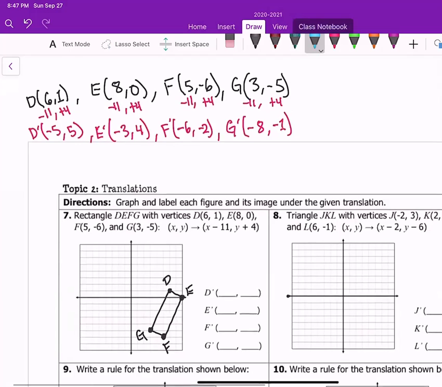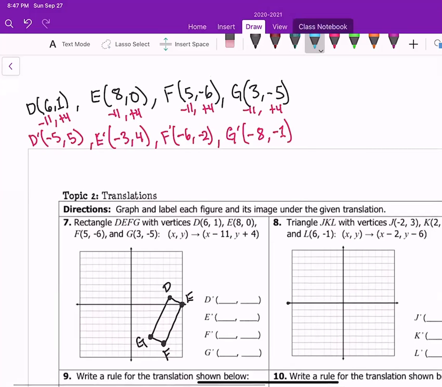All right. So again, here, translations, directions, right? Graph and label each figure and its image under the given translation. So we are going to slide. So number 7, DEFG, the rectangle there with vertices as said.